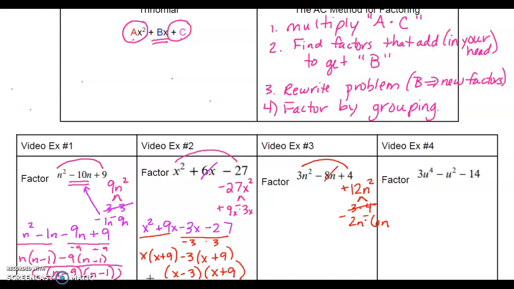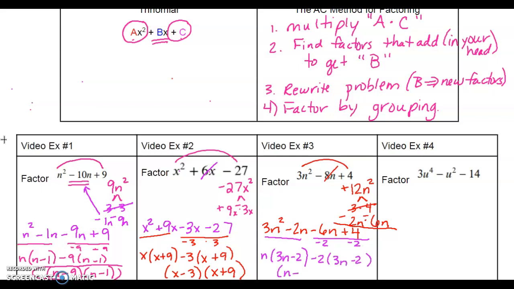So we're going to rewrite. We get 3n squared minus 2n minus 6n plus 4. So out of these two terms, I can take out just an n, so 3n minus 2. These both divide by 2, but I want that to be positive, so I'm going to divide by a -2. So I do get positive 3n, and I do get -2, and they match. So n minus 2 and 3n minus 2.